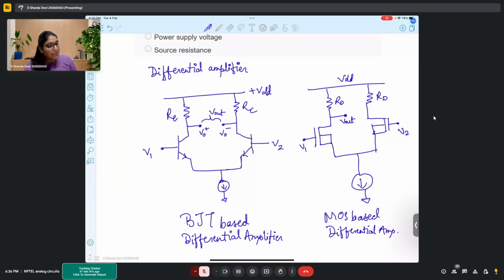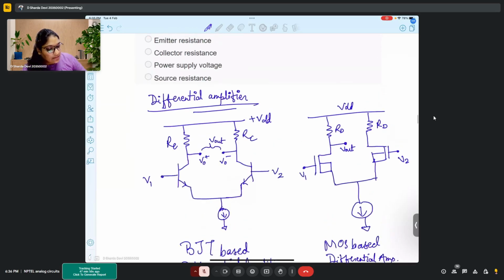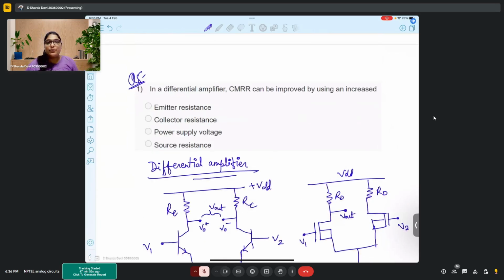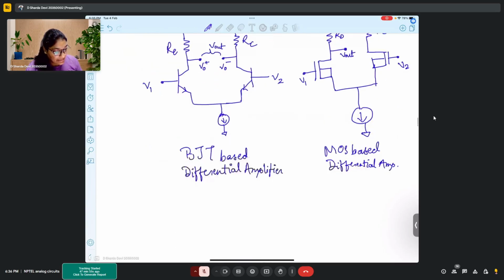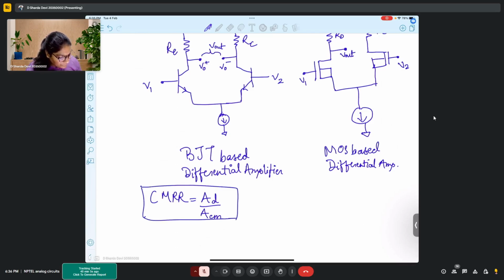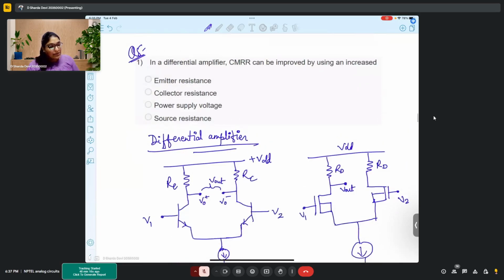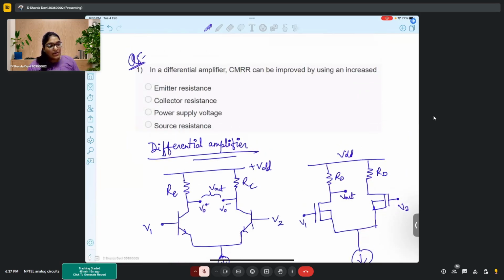Differential amplifier. Here the question is, we have to improve CMRR. We already discussed last time what CMRR is. CMRR is the ratio of differential gain over common mode gain. Now, if you have to improve CMRR, you can either increase your differential gain or reduce your common mode gain. Looking at the parameters, it talks about emitter resistance, collector resistance, power supply voltage, and source resistance.